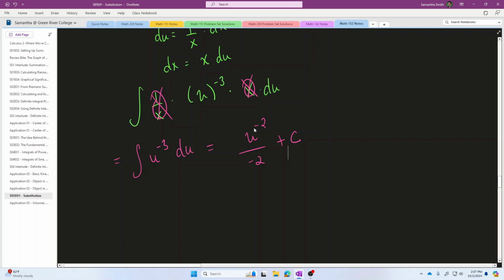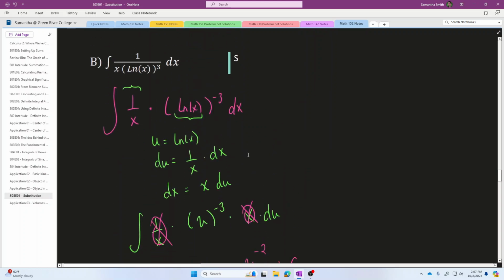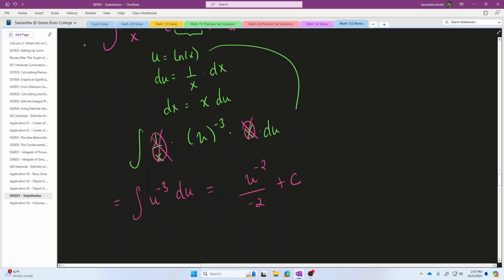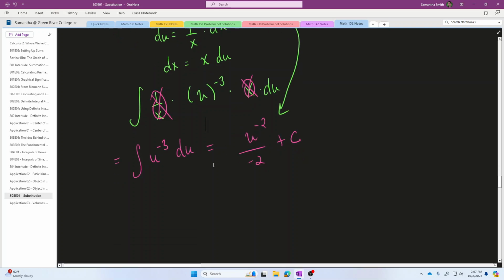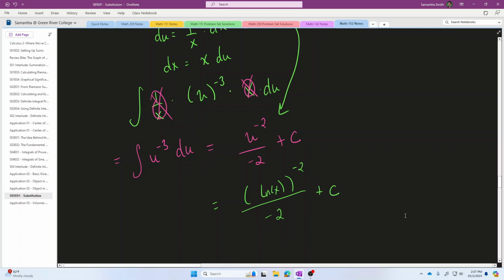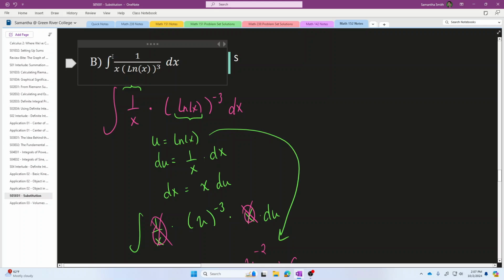Now that I've calculated the antiderivative, the indefinite integral in terms of u, the only thing left for me to do is to put back the original variable x. So my final answer to this question would be natural log of x in place of u to the power minus 2 all over minus 2 plus c. This expression here, this function, would be the indefinite integral of this original function.